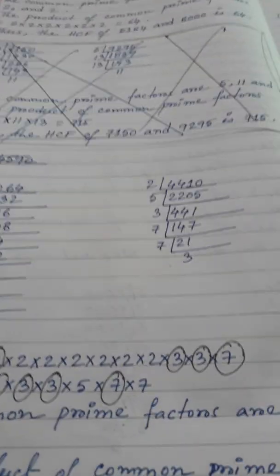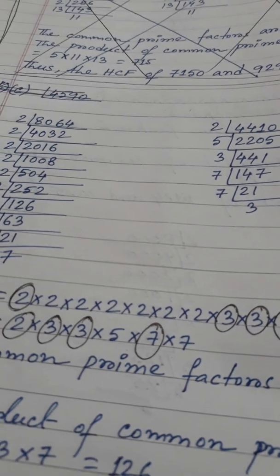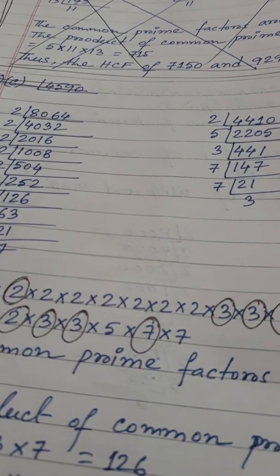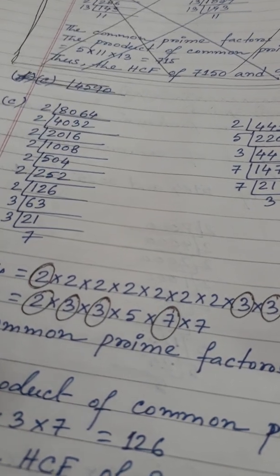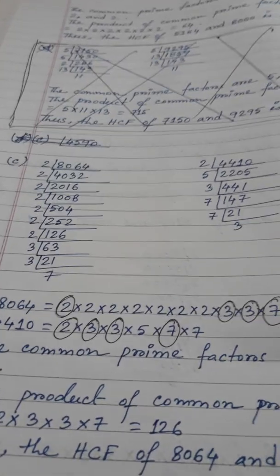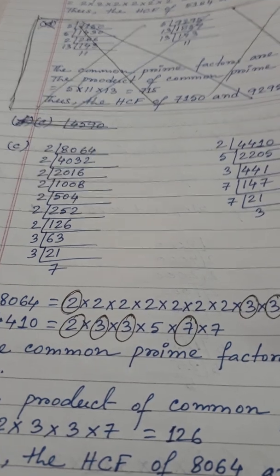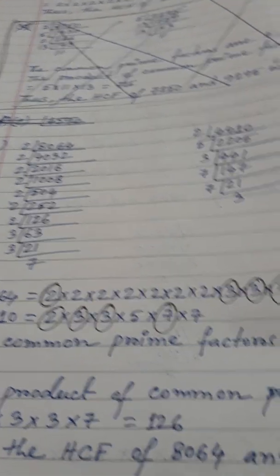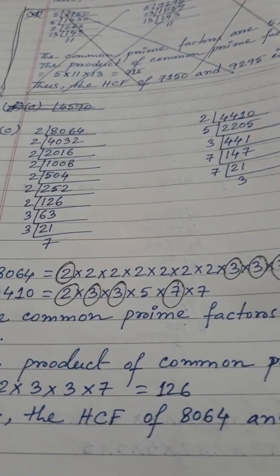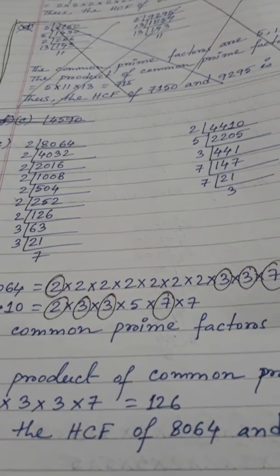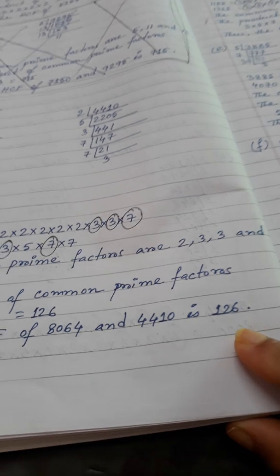Okay, so let's see question number C. Here also two numbers are given. You have to find the prime factors of the two numbers. Here also you do it the same way, and then find the common digits between the two numbers, and then simply find the product of the common prime factors, and that will be the highest common factor of those two numbers. So in this way you have to write and solve this problem.